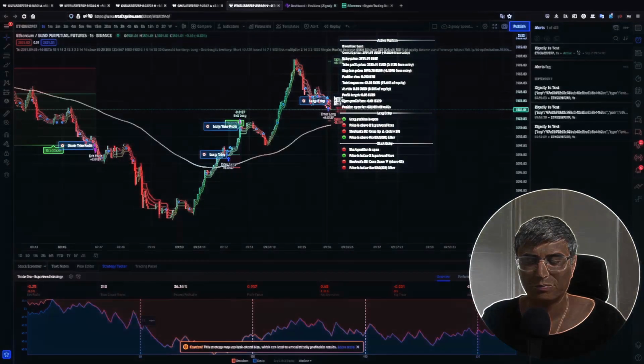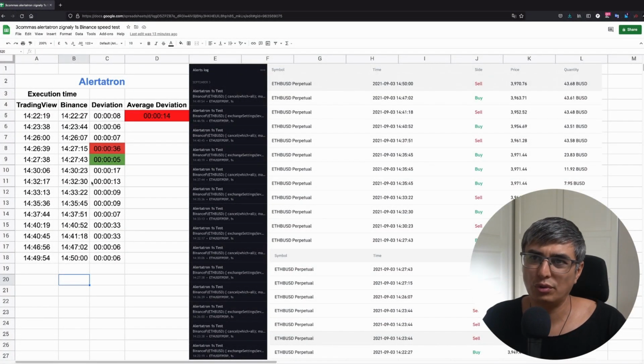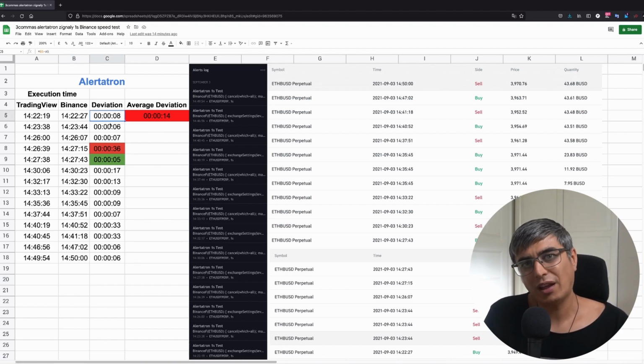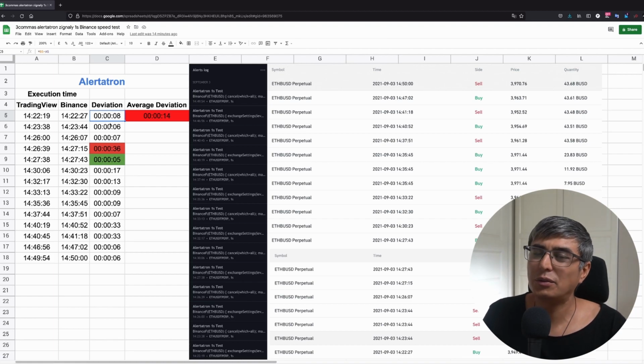Now let me quickly walk you through this spreadsheet I put together right here, which is the execution time. Here is the execution time on TradingView. If you look at this picture right here, you see the time when the alert triggered. And here is the time when the alert got executed on Binance. So I put these 2 timestamps here and I made the difference between them to see how much time it takes for the bot to execute the trades.